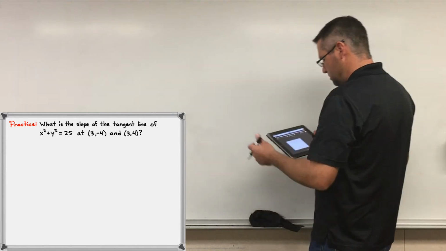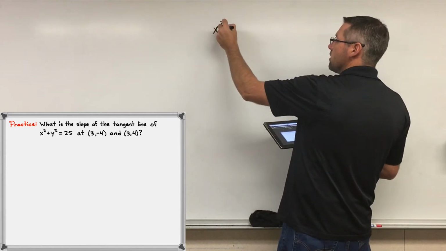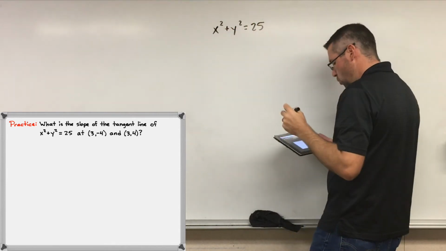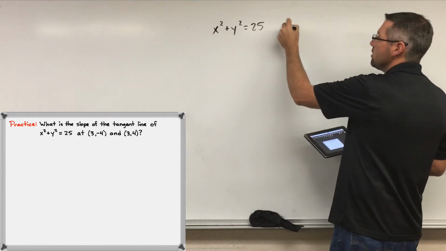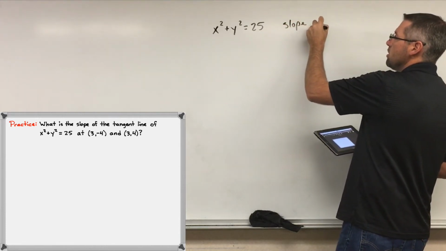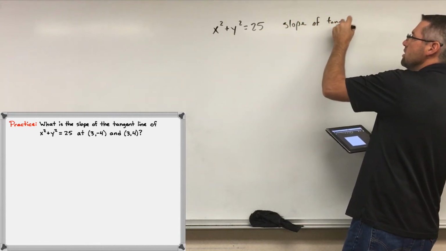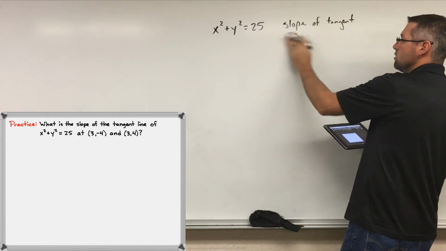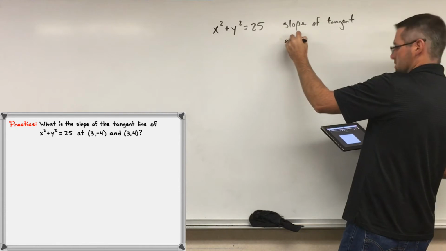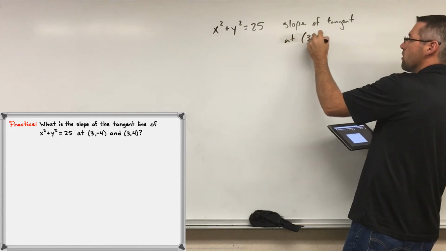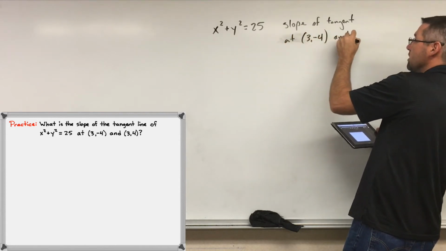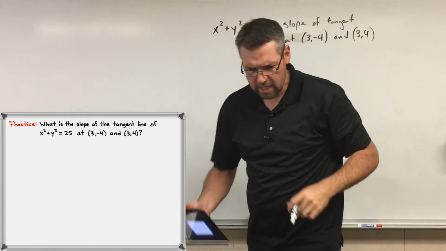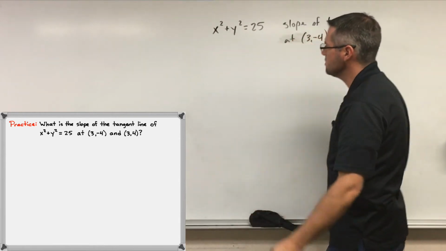For this practice problem, we have x squared plus y squared equals 25. And we are looking for the slope of the tangent line at (3, -4) and at (3, 4). Interesting. Think about what this is doing.